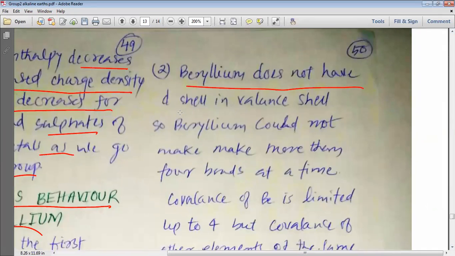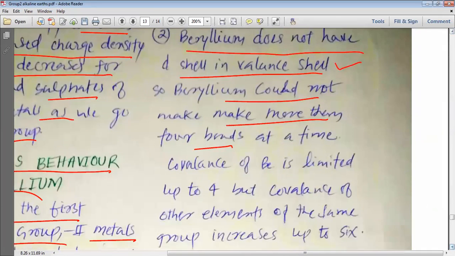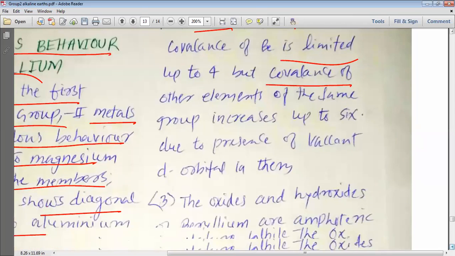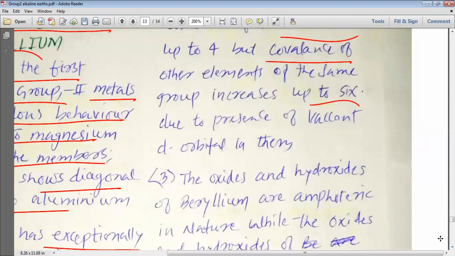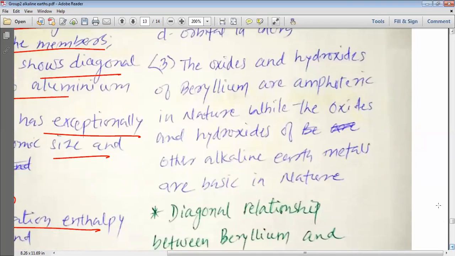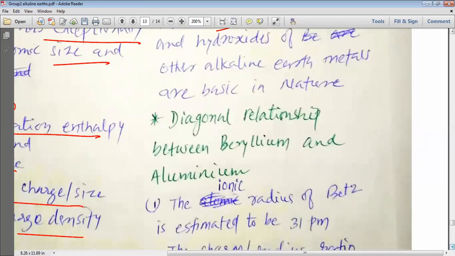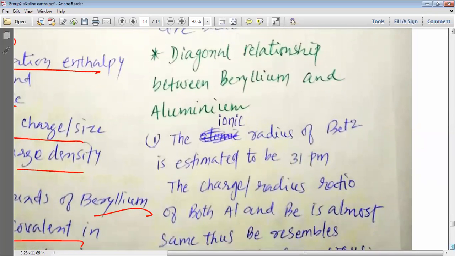Beryllium does not have a d shell in its valence shell, so beryllium cannot make more than 4 bonds at a time, and that is why the covalence of beryllium is limited up to 4. But the covalency of the other elements of this group can be extended up to 6 due to the availability of vacant d orbitals. The oxides and hydroxides of beryllium are amphoteric in nature, while the oxides and hydroxides of the other elements of group 2 are basic in nature.